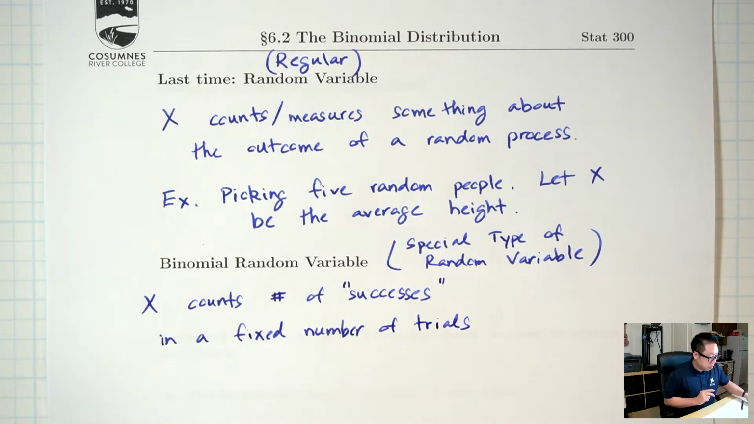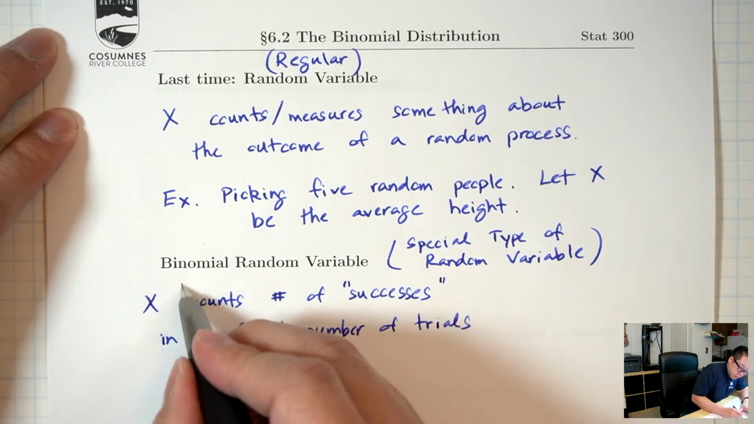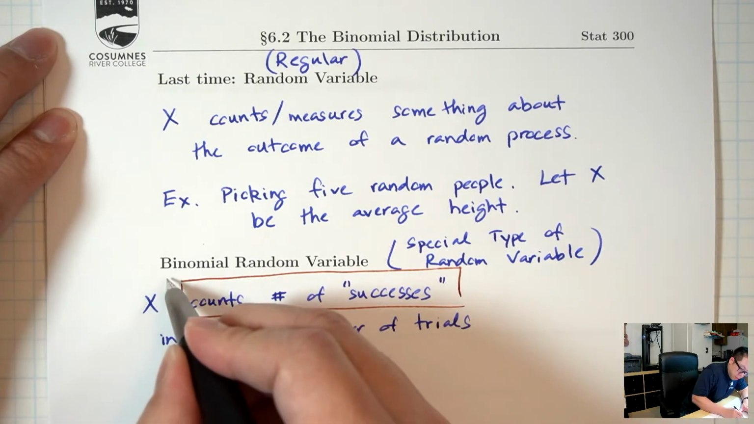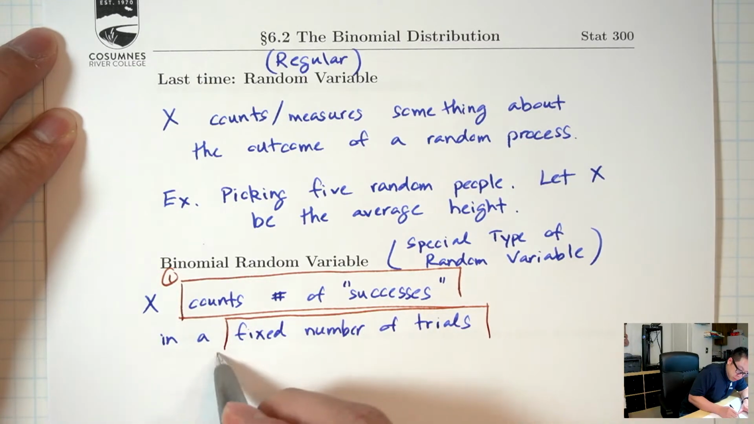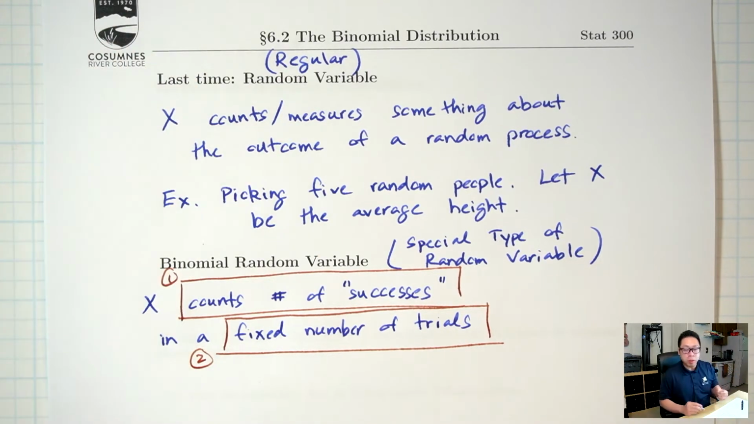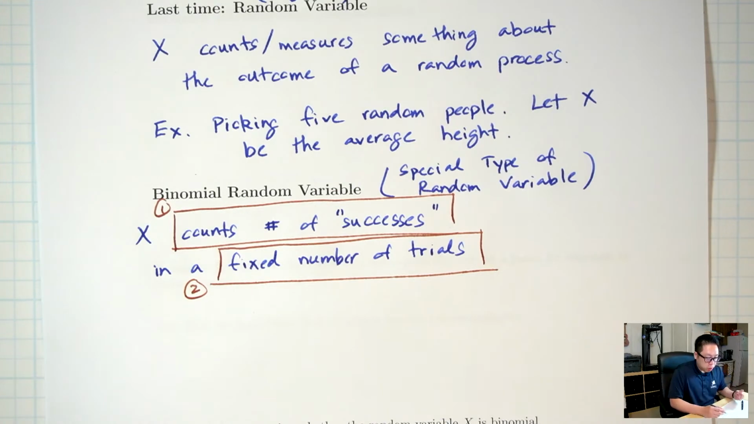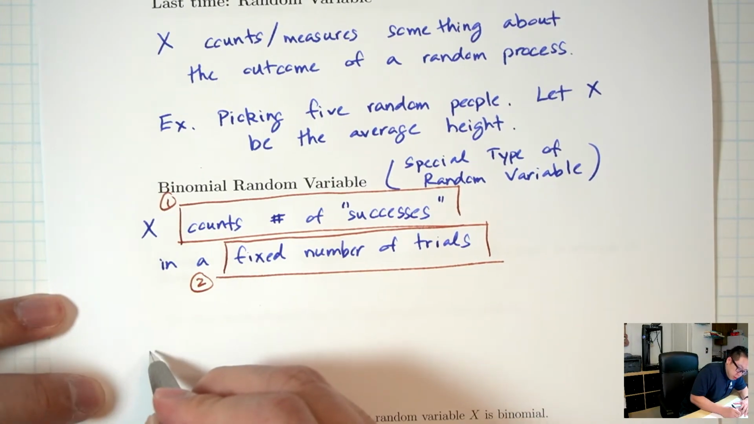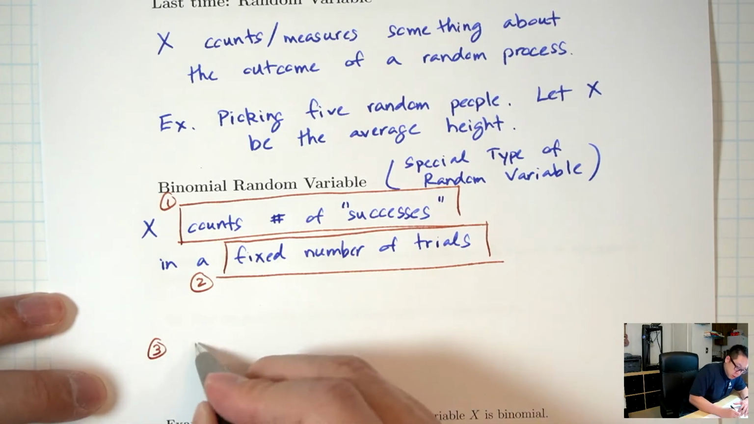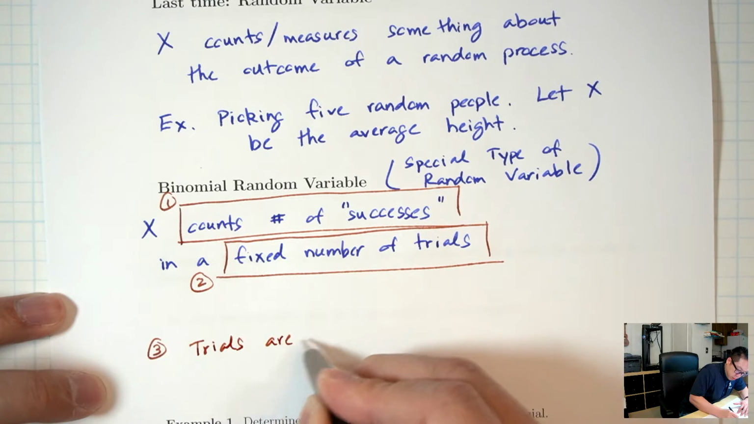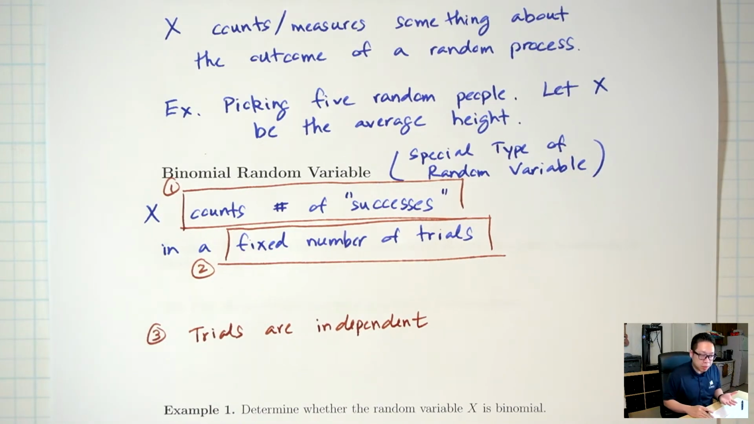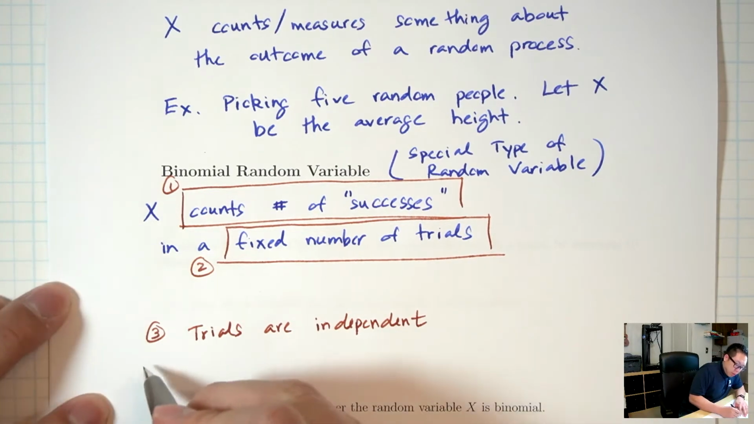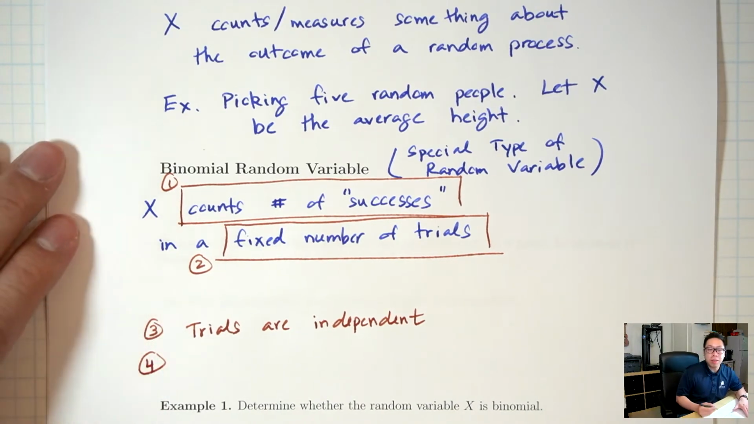So these are the 2 main requirements. One, that it's counting the number of successes. And 2, it's a fixed number of trials. In other words, you're doing the random process a fixed number of times. There are 2 other requirements, which I'll write here. The third requirement is that the trials are independent. What this means is that when you do the random process, what happens should not affect what happens when you do the random process again. And fourth, the probability of success should be the same on each trial.